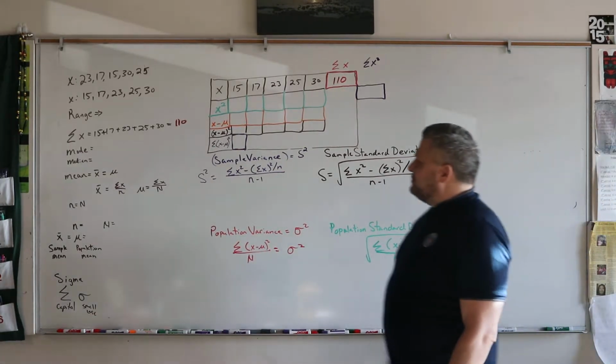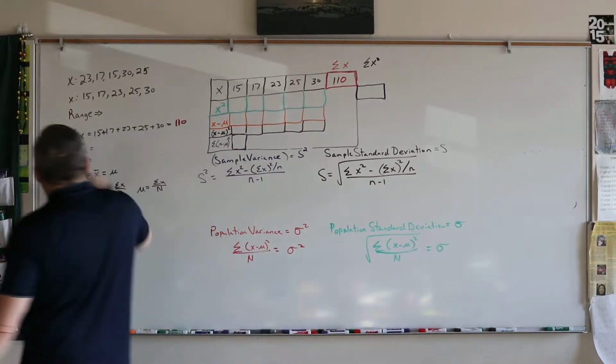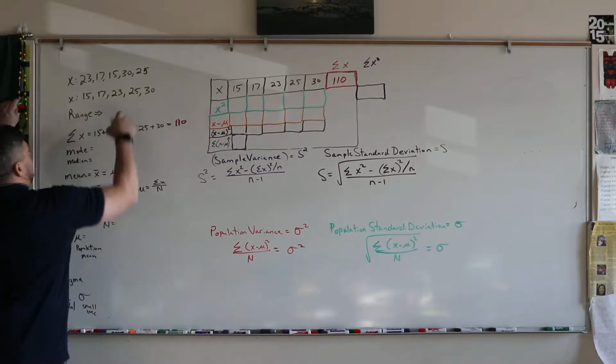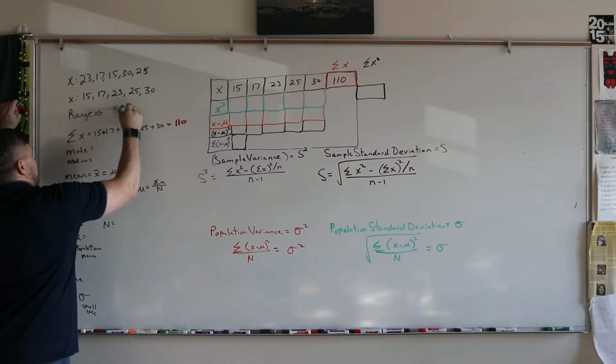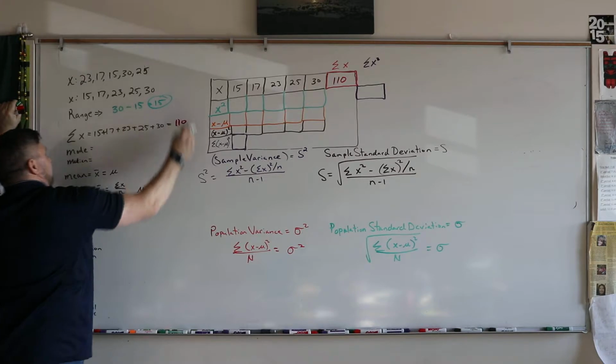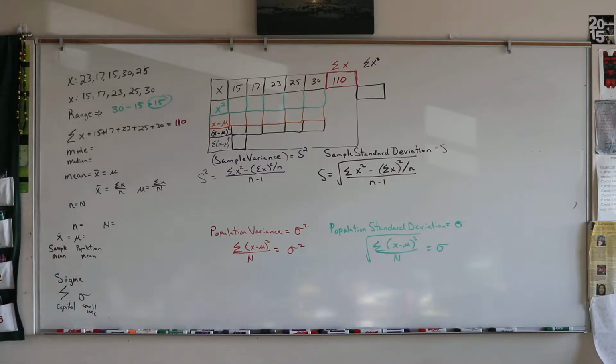Our next step is to talk about the range. The range is really simple. The range is the highest subtracted by the lowest, and that equals 15. So the range is 15. That was pretty easy.